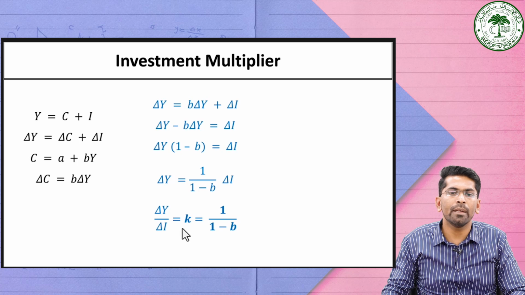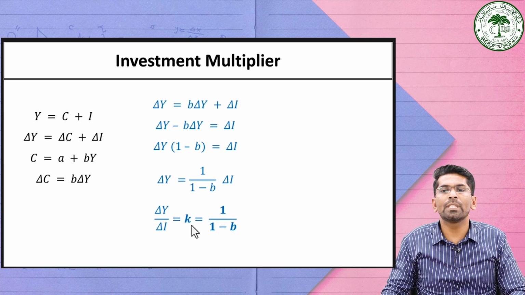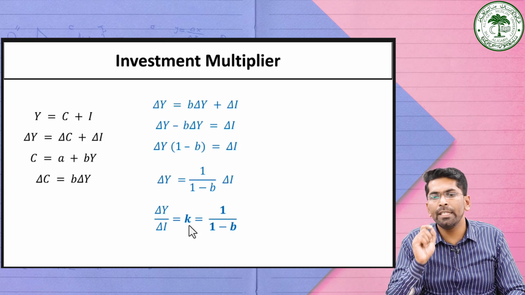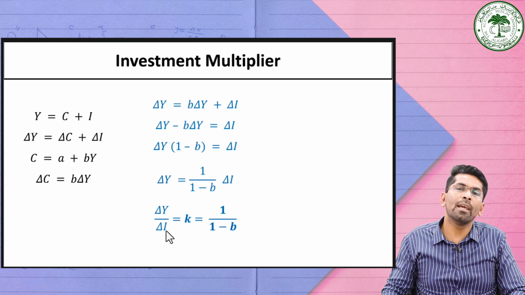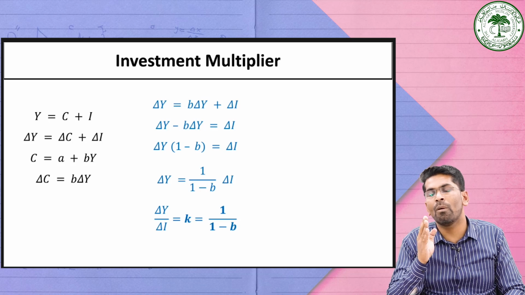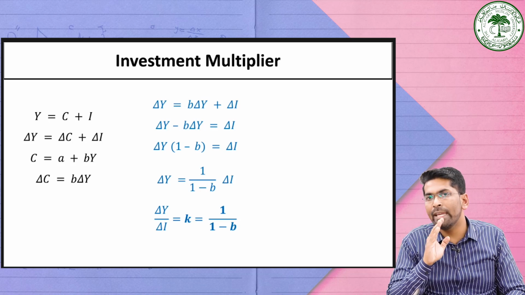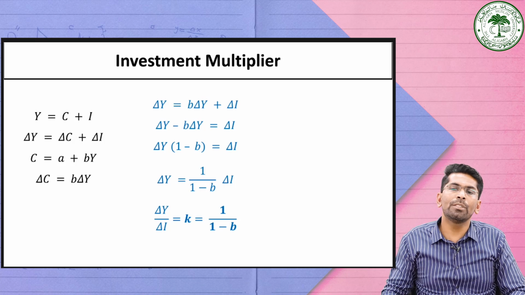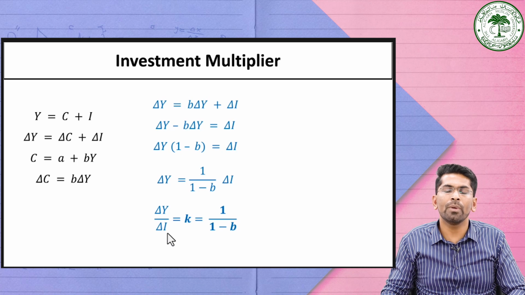See, it is showing K, which is nothing but the investment multiplier. What the investment multiplier shows is the change in the level of income due to a change in the level of investment, which is the multiplier 1 by 1 minus B. So this 1 by 1 minus B shows the overall impact of an initial change in investment on the aggregate output or the aggregate level of income. Or we can also say it is the change in the equilibrium level of income due to a change in the level of investment.